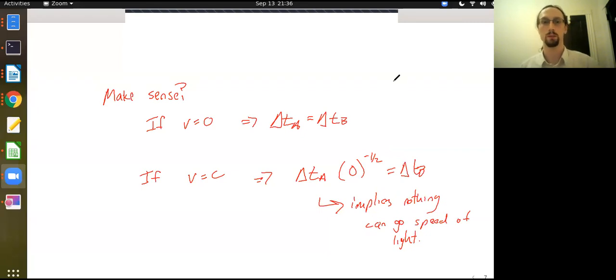Let's try a couple of quick examples. If V is equal to 0, we get TA is equal to TB, right? They're both stationary. Does that make sense? If V is equal to C, however, we get this square root of 0 or 1 over square root of 0, which is a problem. And that's one quick mathematical proof to show that nothing can go the speed of light, which is at least what we've learned to expect. And so then that makes sense as well.